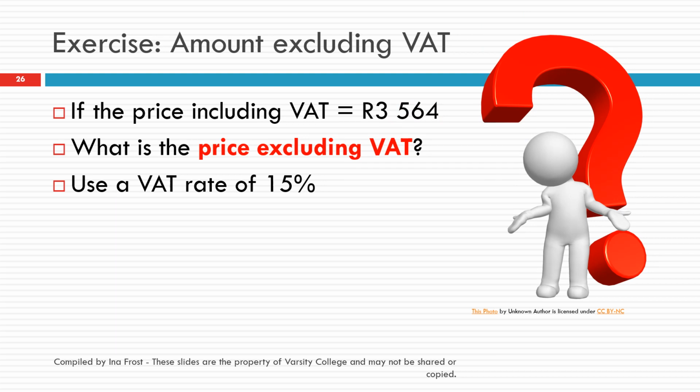Here's an opportunity for you now to calculate the price excluding any VAT. So once again, get your calculator ready, pause the video, and then let's see if you are able to work out what will be the price excluding any VAT if the price including VAT is 3,564 rands.